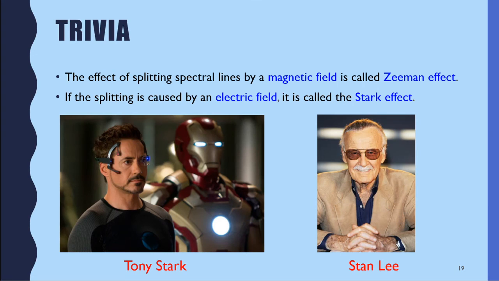Now this is just a trivia, it's just my curiosity. I've just told you that the effect of splitting spectrum lines by a magnetic field is called the Zeeman effect, but if the splitting is caused by an electric field, it is called the Stark effect. So when I first found this, I thought, aha, maybe that's why Stan Lee named him Tony Stark. It's probably after this Stark effect.